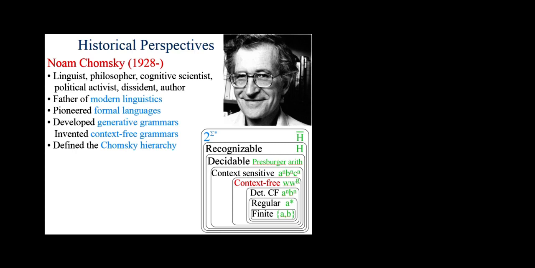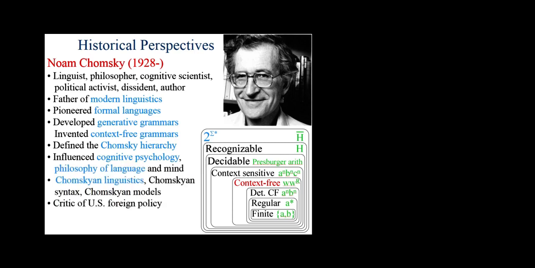And we'll talk all about these sets and establish relationships among them and theorems relating their properties to algorithms and what can and cannot be decided about them algorithmically. A lot of the course will be about that. So many things are named after him, Chomskyan linguistics, Chomskyan models, and so on.